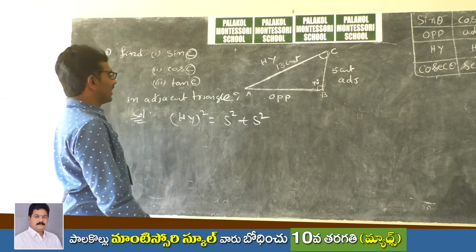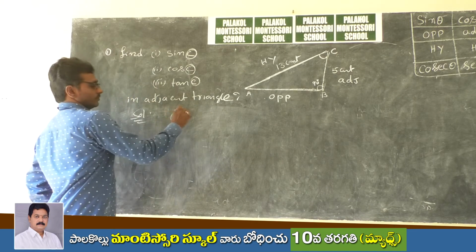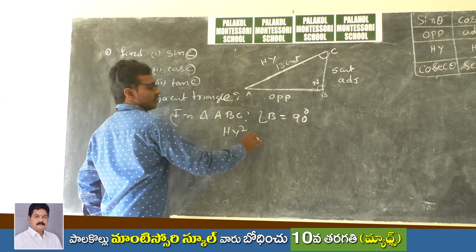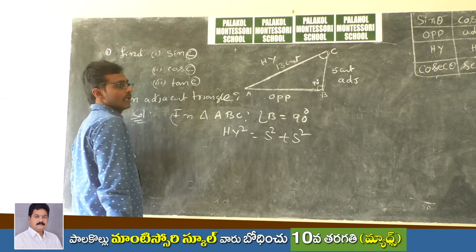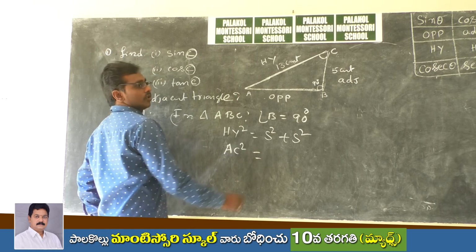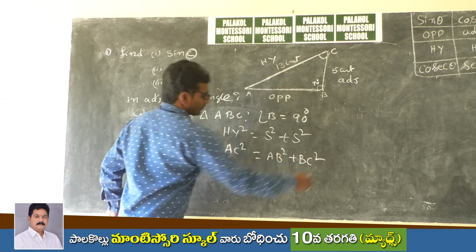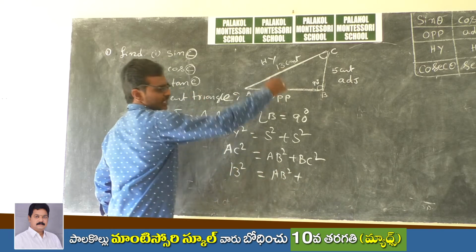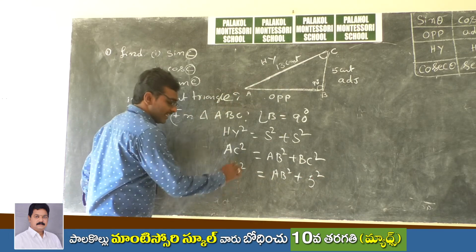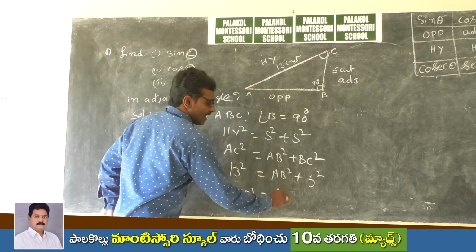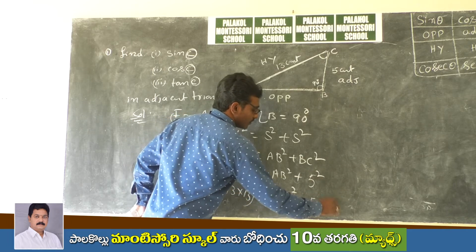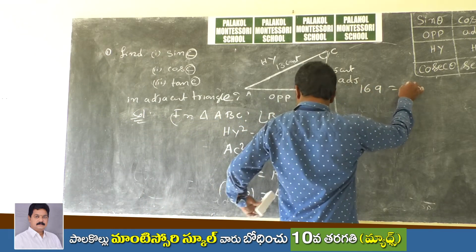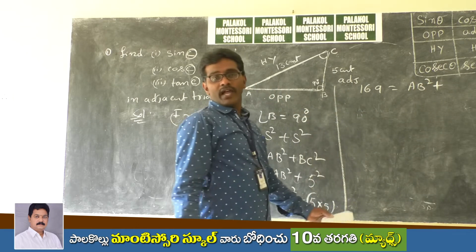So hypotenuse square in a right angle triangle ABC, where B is equal to 90 degrees: hypotenuse square is equal to side square plus side square. The hypotenuse is AC. AC square is equal to AB square plus BC square. AC value is 13. 13 square is equal to AB square plus 5 square. 13 into 13 is 169. 169 is equal to AB square plus 5 into 5, 25.